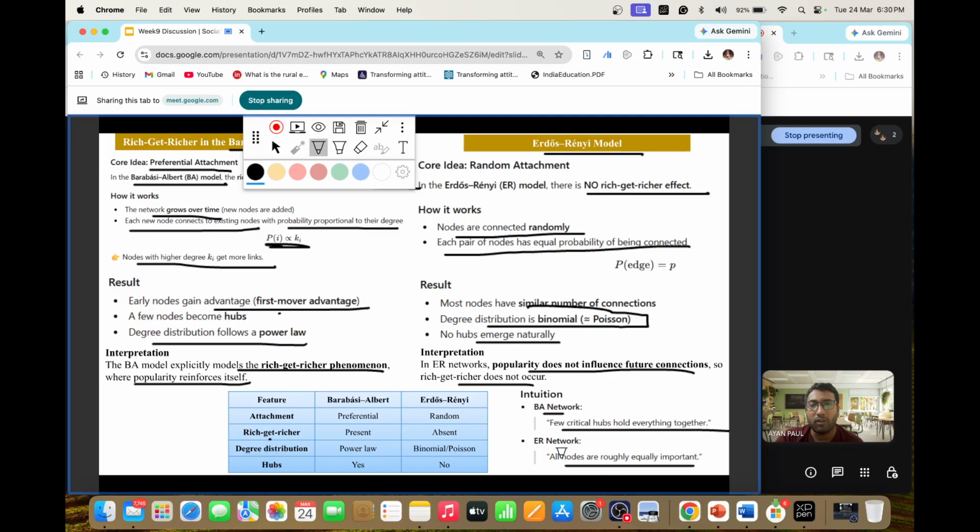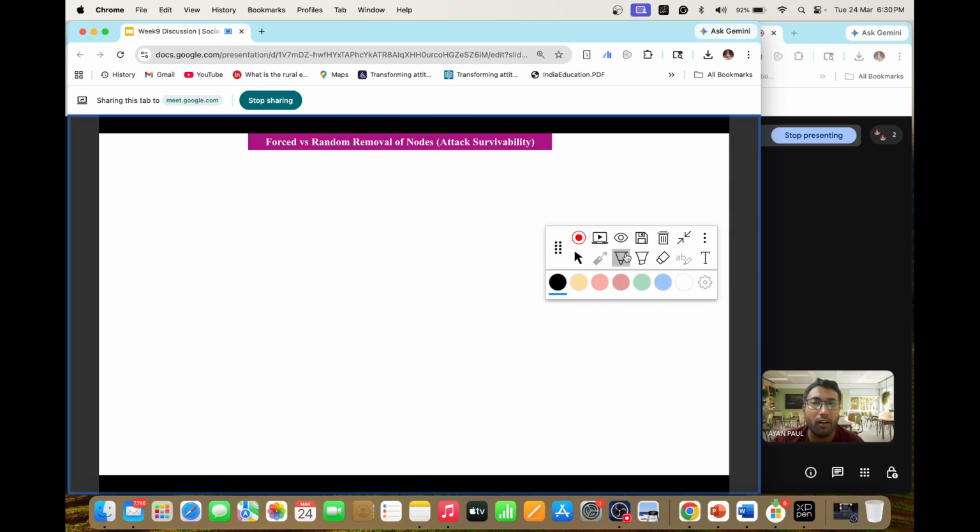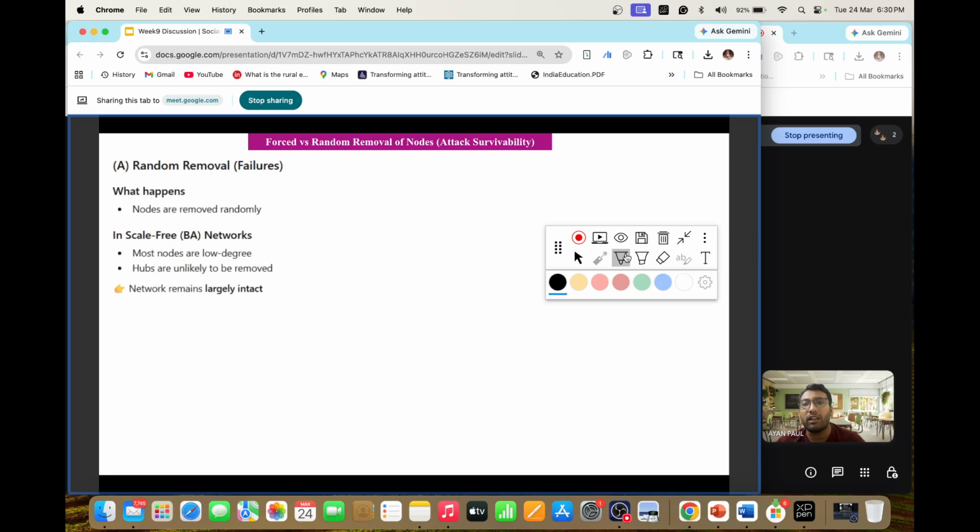Okay, so this is about the difference between the BA model and the ER model. Now we have this last theory topic, that is forced versus random removal of nodes. Random removal or failures: nodes are removed randomly. In scale free BA networks, most nodes are low degree. Hubs are unlikely to be removed. The network remains largely intact. Okay, so this we are understanding.